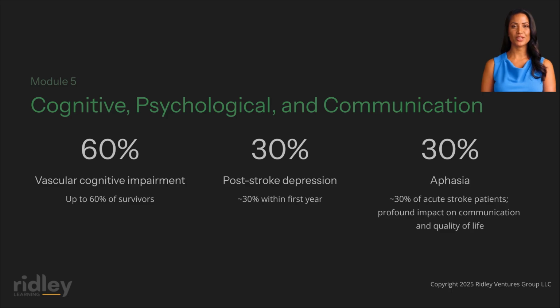The interconnections among cognitive, psychological, and communication domains create complex clinical presentations that require integrated assessment and intervention approaches. Cognitive impairment may contribute to depression through awareness of functional losses, while depression itself impairs cognitive performance through effects on attention, motivation, and processing speed.